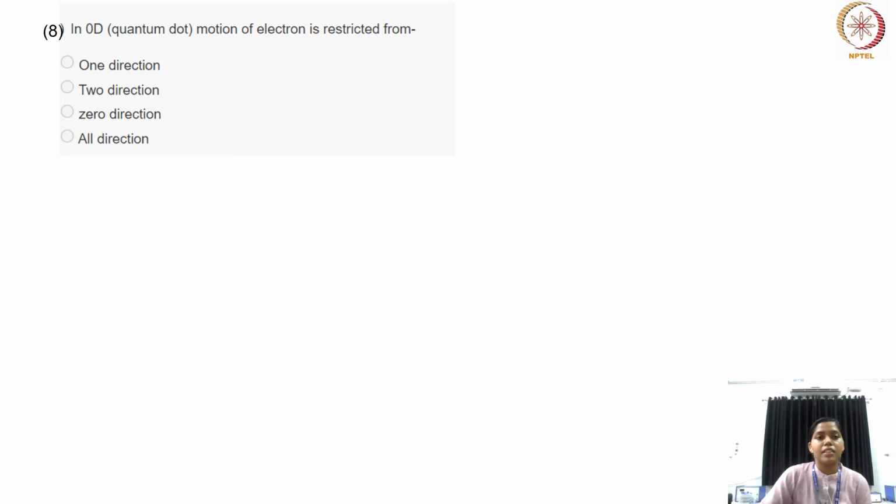So the last question is, in the 0D quantum dot, the motion of the electron is restricted from. Can you guess, students? What will be the correct answer for this question? Here we are talking about the 0D quantum dot.